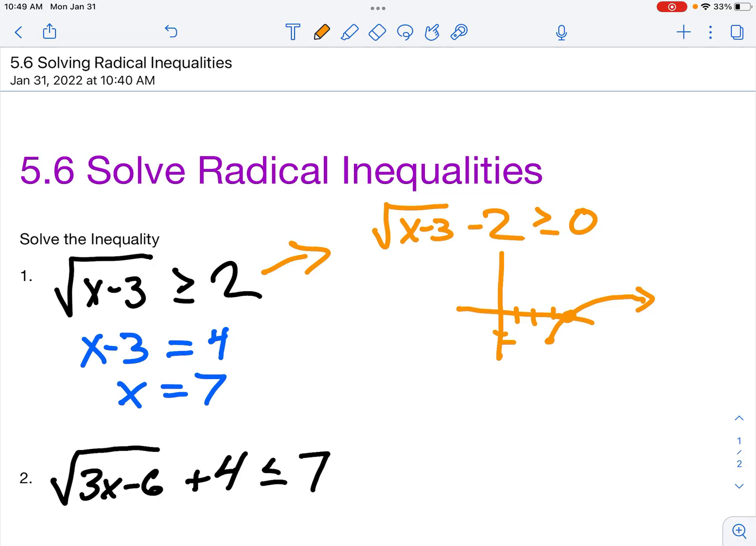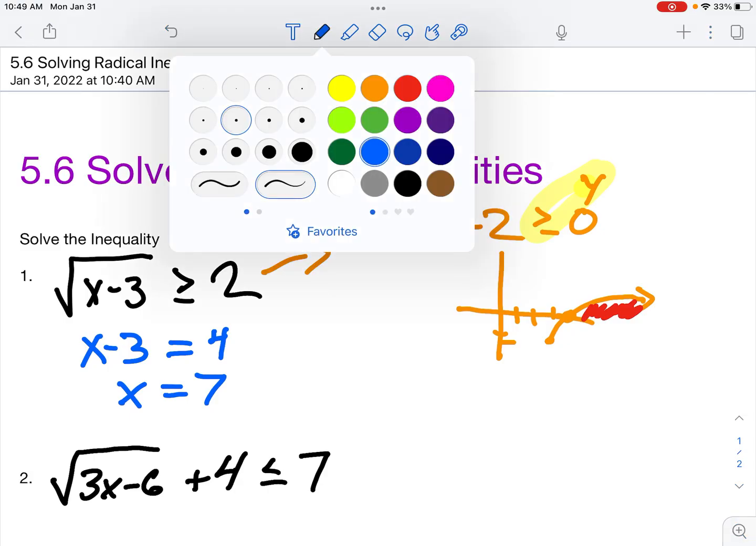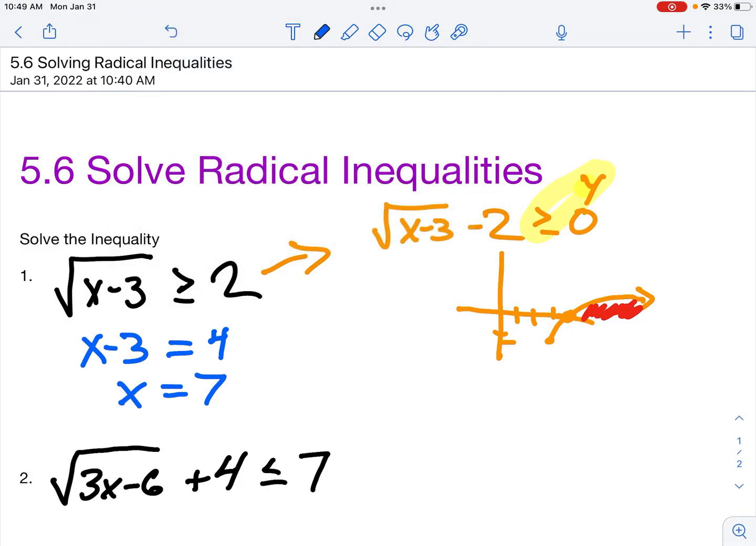Furthermore, what I see is that our inequality would be y is less than the radical. I know that's a little bit unique in that case, but y less than actually means we're going to be shading into here. That tells me that my original equation would be such that the solution set begins at 7 and goes the whole way to infinity.